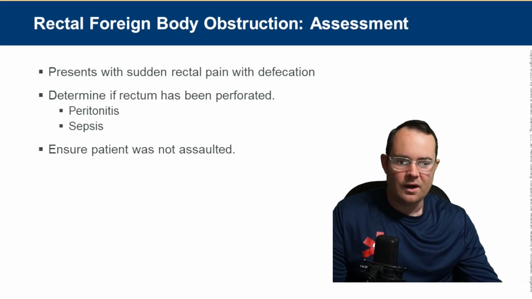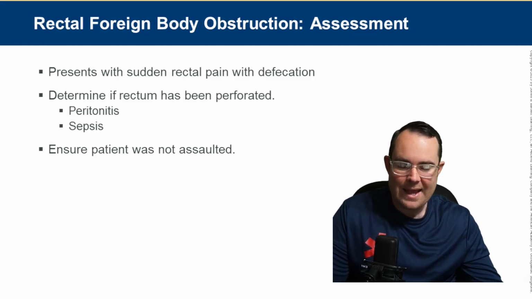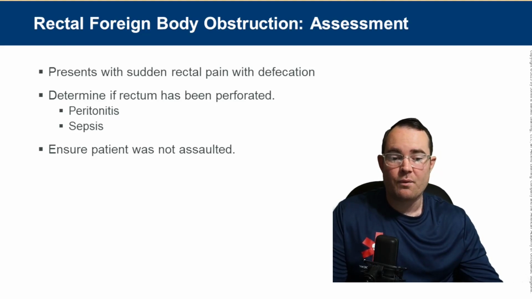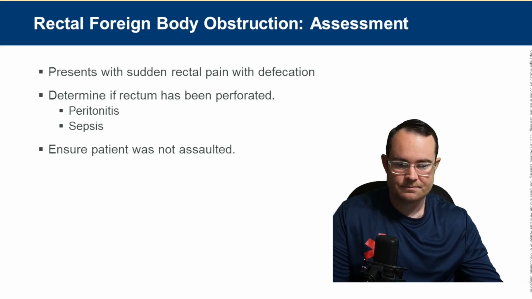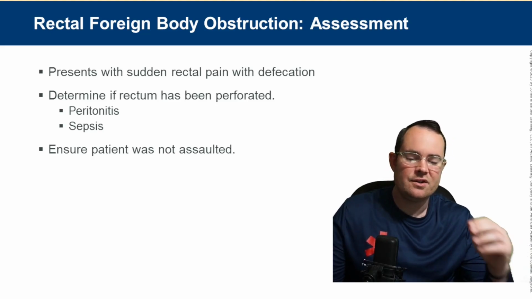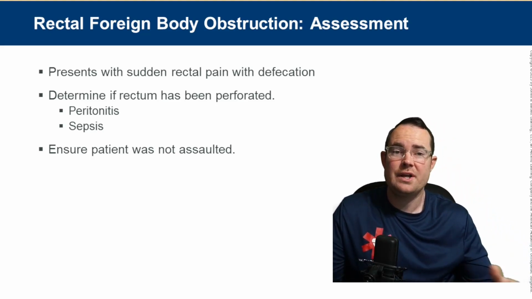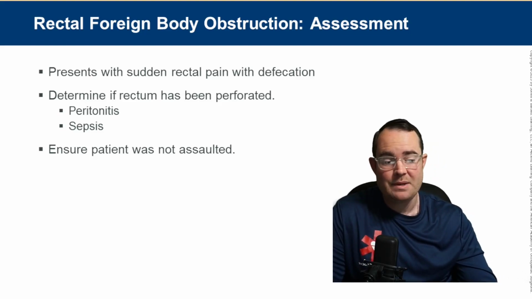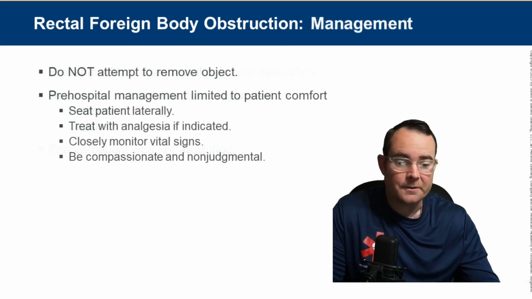Okay. This patient is going to present with rectal pain. It says pain with defecation. It says determine if the rectum has been perforated. So if there's actual damage, this can cause peritonitis and sepsis. Obviously, assault can be a big deal with this. So we do want a history. We want to ask some questions, see if we have to have PD involved in this type of call.